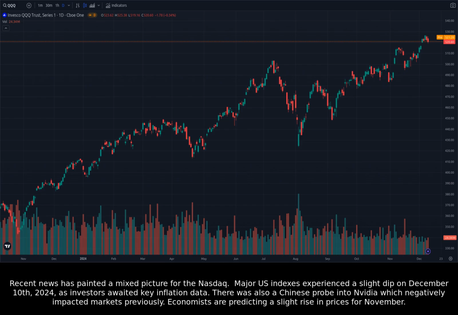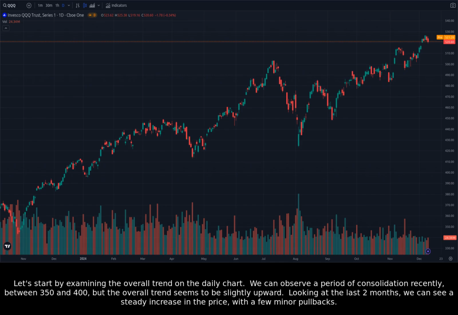Major U.S. indexes experienced a slight dip on December 10, 2024, as investors awaited key inflation data. There was also a Chinese probe into Nvidia which negatively impacted markets previously. Economists are predicting a slight rise in prices for November. Let's start by examining the overall trend on the daily chart.